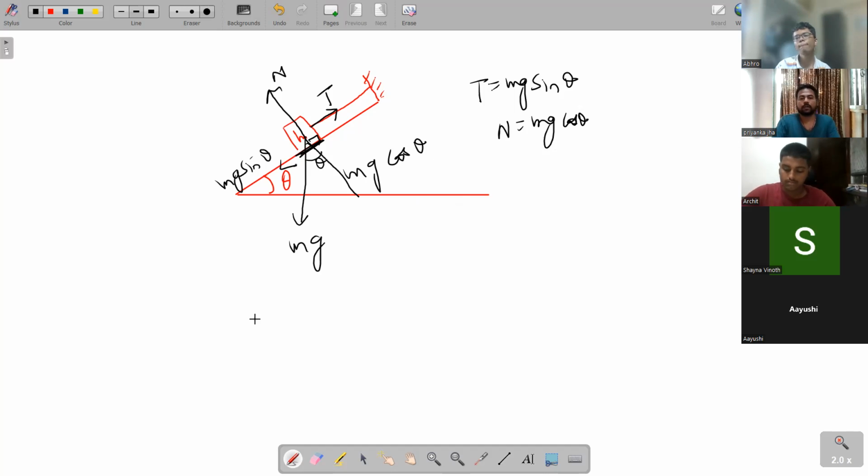And if I talk about Newton's law of motion, Newton's law of motion for an accelerating body.